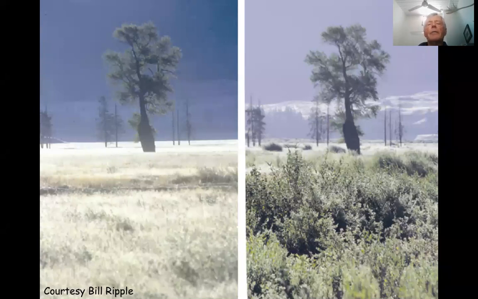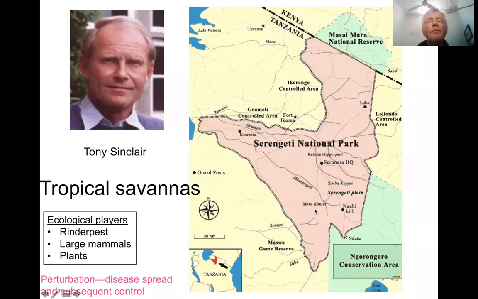And so what has happened here? What's happened is that the wolves have caused the elk to change their behavior and decline in numbers, and that has released the intensity of herbivory in this system and allowed the willow population in this particular area to recover. So here's another example of a trophic cascade.